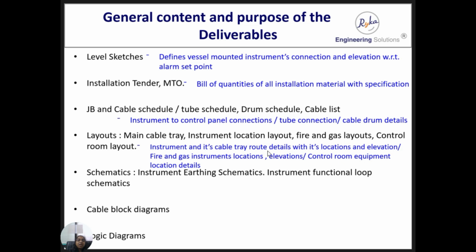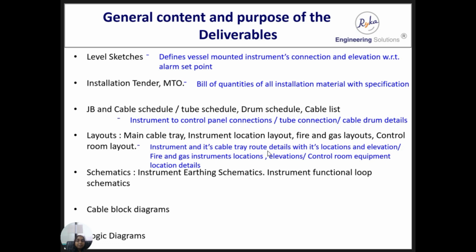Then fire and gas layout is basically for fire and gas instruments, their locations and elevations. You must be wondering why there is a separate layout for fire and gas instruments, and why the instrument location layout is different. In fire and gas, instruments are located as per their installation guidelines. So those guidelines need to be depicted on fire and gas layouts. That is why the fire and gas layout is different. And then the control room layout, which indicates panel elevations, inside trays, furniture location, etc.